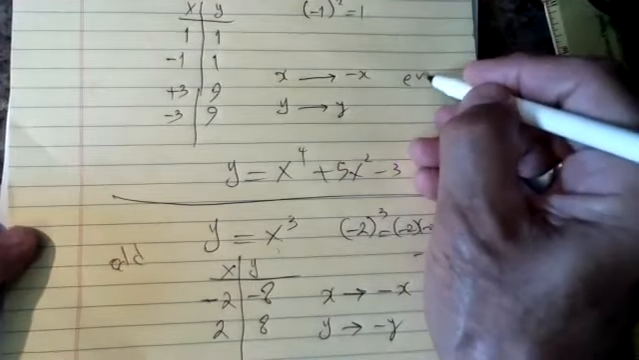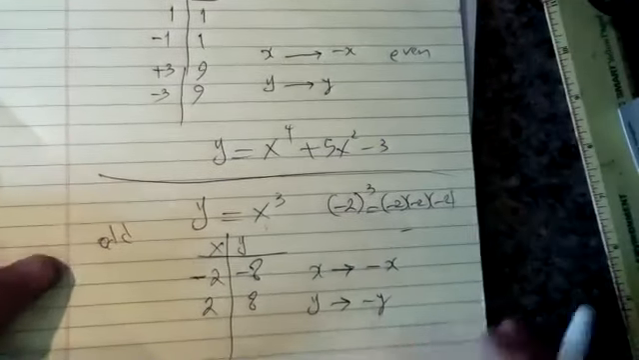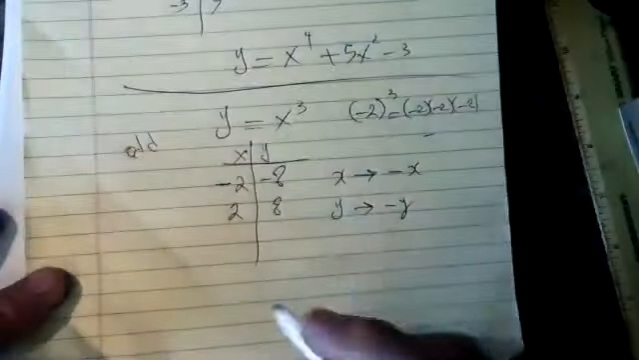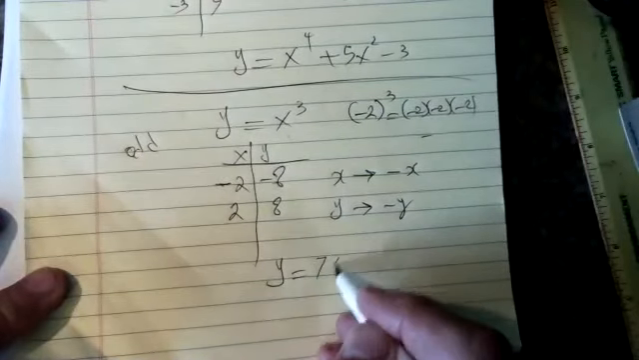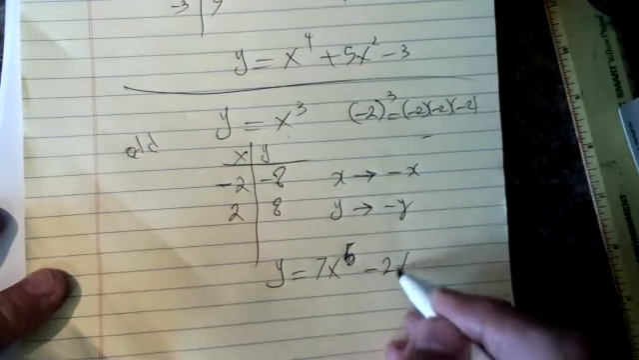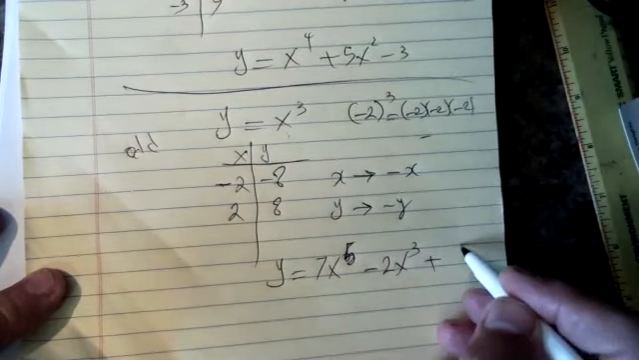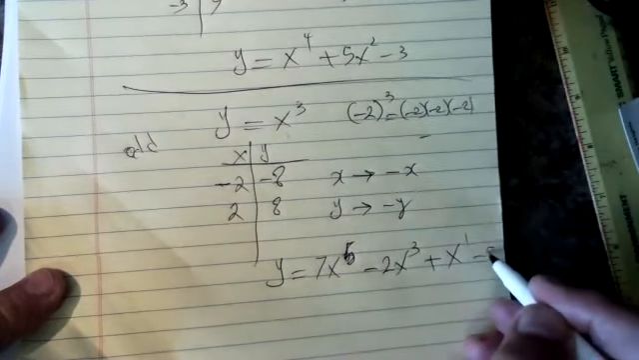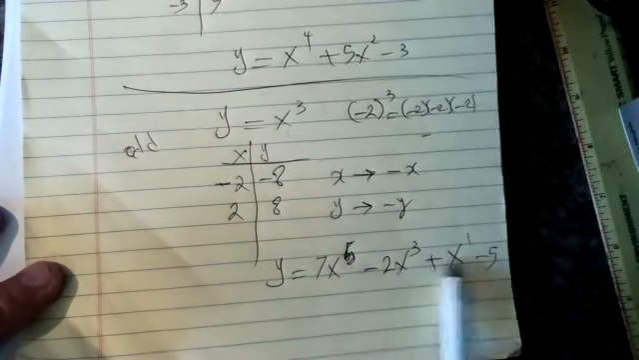And this is even. Like y equals 7x^5 minus 2x^3 plus x minus 5. See, this is an odd function. They all are odd numbers.